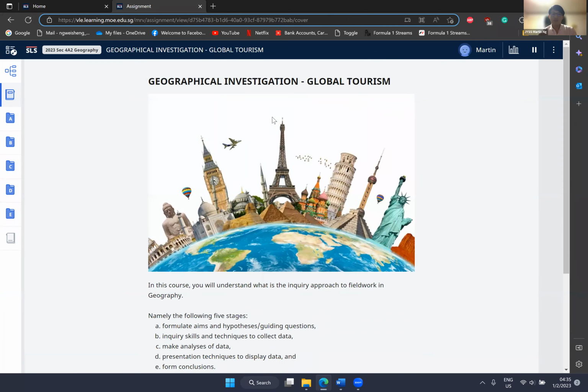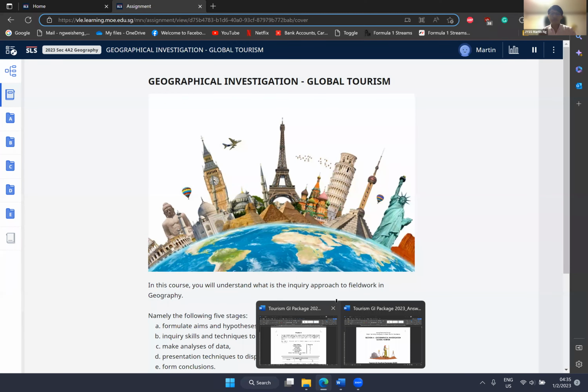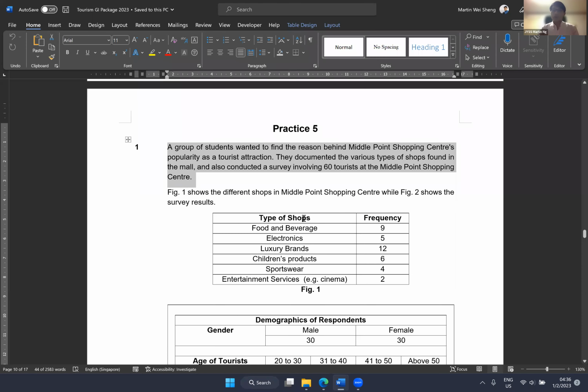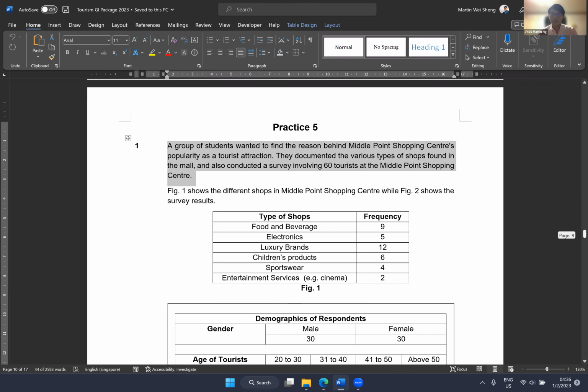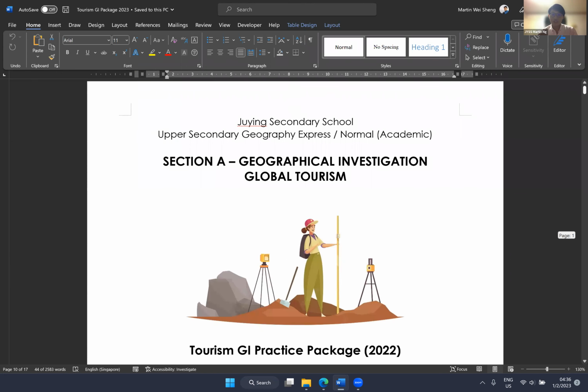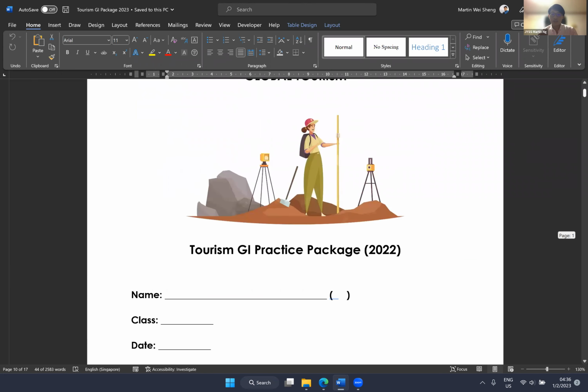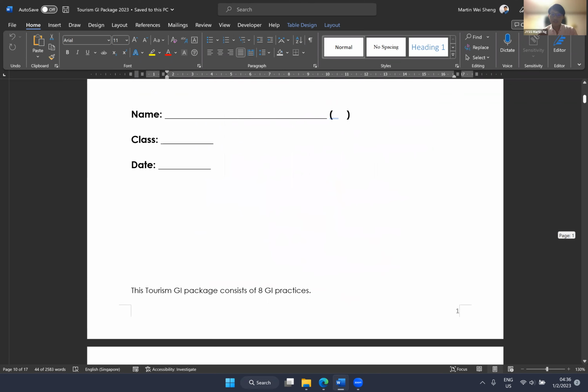All right, so if you have not done the SLS lesson, please pause the video here, go over to your SLS, take a look at the information posted before you come back to attempt the questions. All right, so for those of you who are still here, it means that you have already completed an SLS. So let's take a look at our practice 5. This can be found in your GI assignment booklet, the one which was given to you a few days back during class.